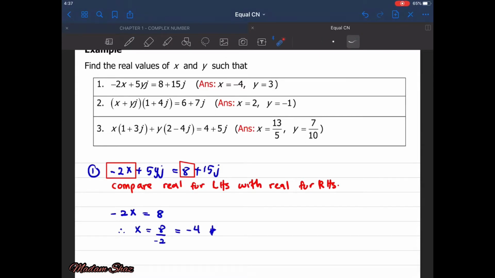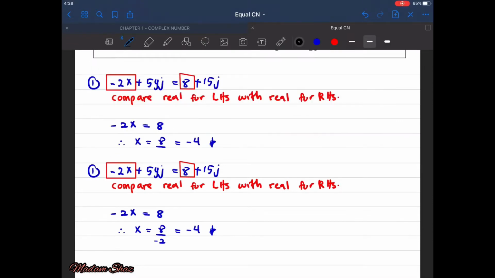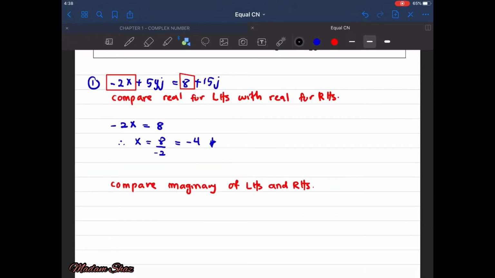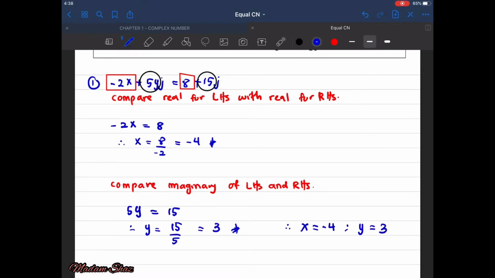So therefore, x is equal to 8 divided by negative 2, which is negative 4. Now compare for the imaginary part. The imaginary part: 5y is equal to 15. When we compare for the imaginary, we just ignore the j here. We just take whatever the constant is on the left hand side and right hand side. So 5y is equal to 15. Therefore, y is equal to 15 divided by 5, which is equal to 3. So the conclusion is x is equal to negative 4, y is equal to 3.